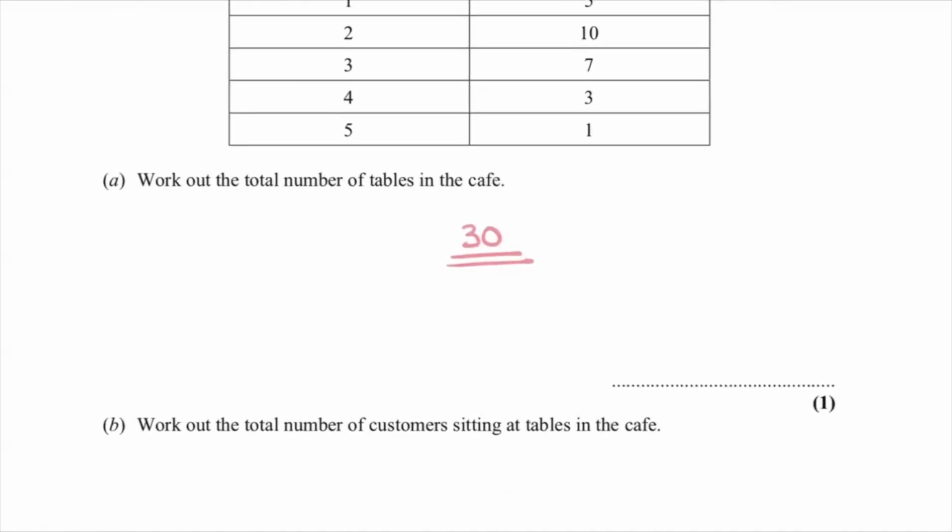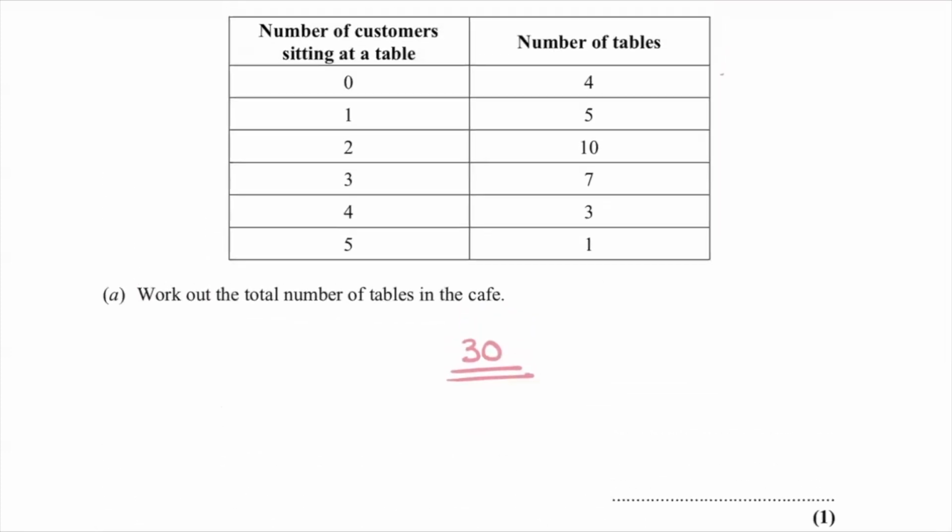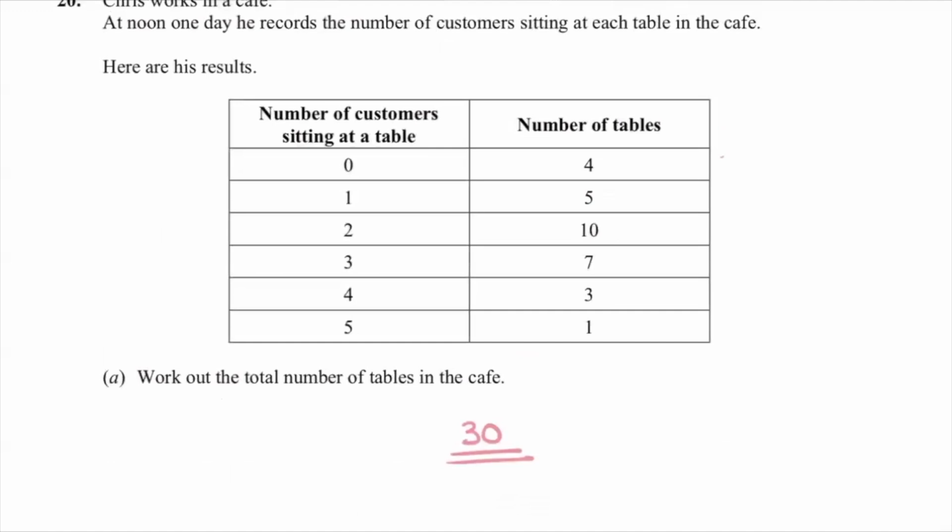Part B is asking us to work out the total number of customers sitting at each table. So let's go back to this table a sec. I don't have any customers sat on these first 4 tables. So there's literally no customers there. On these 5 tables, I've got 1. So 1 times 5 is 5. And that multiplication is what's going to happen throughout.